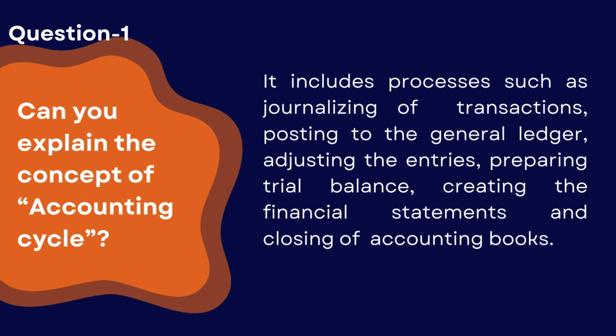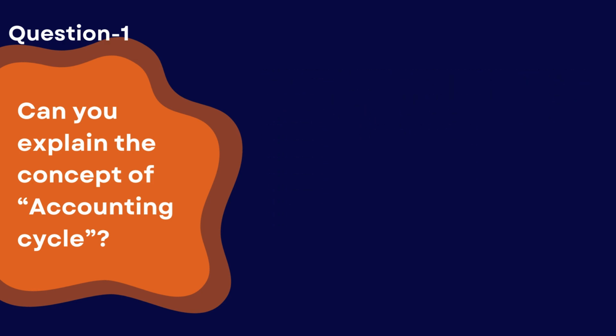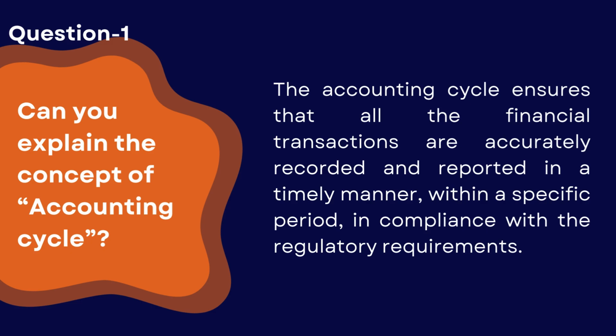It includes processes such as journalizing of transactions, posting to the general ledger, adjusting the entries, preparing trial balance, creating the financial statements and closing of accounting books. The accounting cycle ensures that all the financial transactions are accurately recorded and reported in a timely manner, within a specific period, in compliance with the regulatory requirements.